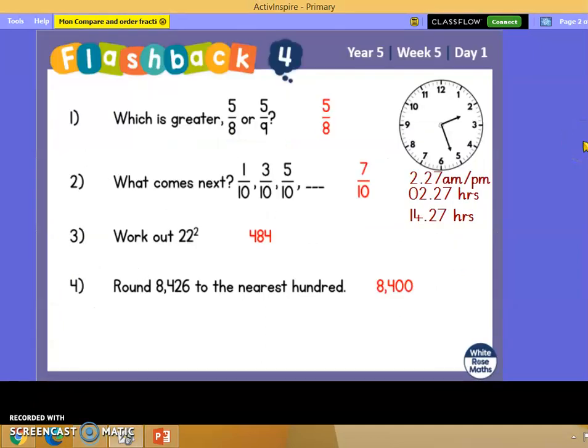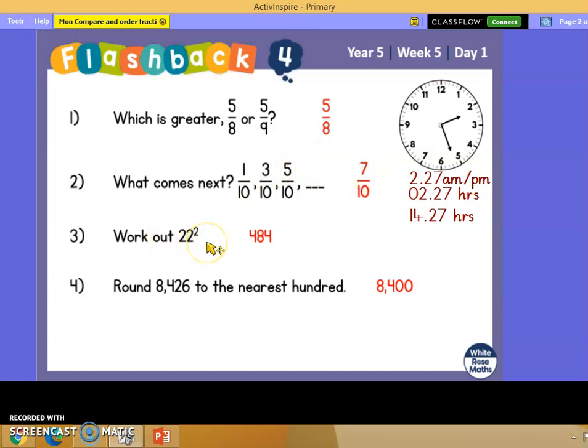Let's have a look at your answers to your flashback 4. Which is greater? It's going to be 5/8 because when the denominator is the only thing that's different, the greater the denominator, the smaller the fraction. What comes next? Look for the pattern 1, 3, 5, 7.